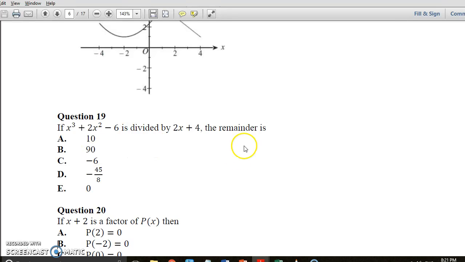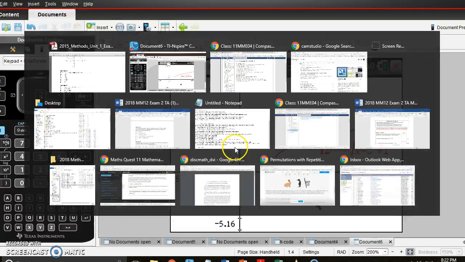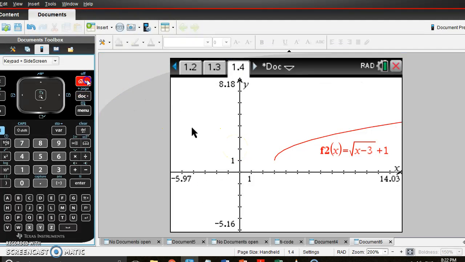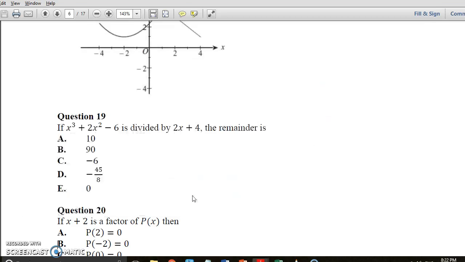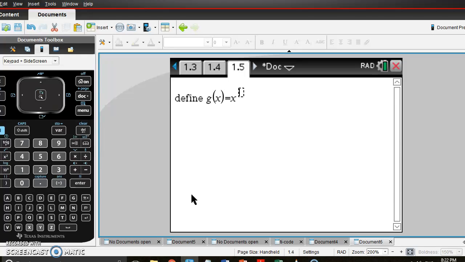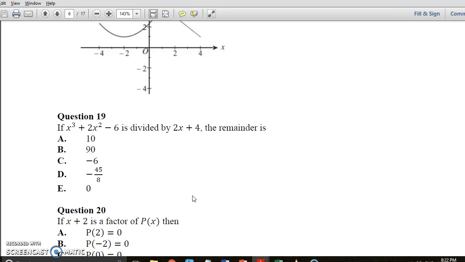If we've got, this is using our remainder theorem and our factor theorem. So if we're dividing by this thing, then we need to define this thing here. So we'll say, get a new one. Define f of x. Try g of x over e of x. So g of x equals x cubed plus 2x squared minus 6. Okay, that's what we're doing.